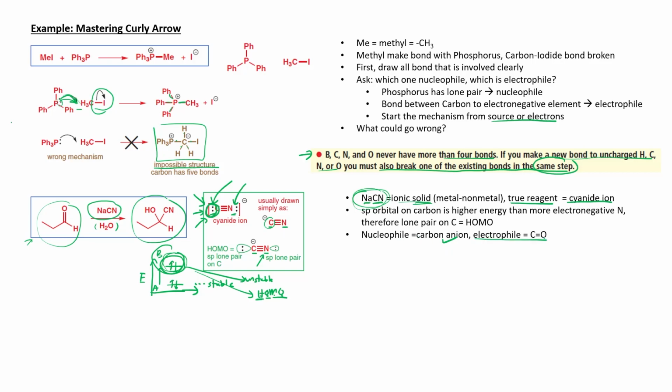But let's look at the electrophile. The carbon here is also attached to an electronegative element. This electronegative element will pull the electron density toward itself. So this carbon here, the one that I drew the arrow to, is somehow deficient in electrons. So it is much easier for this carbon to be attacked by the nucleophile. That's why the electrophile is the carbon at this carbonyl group.